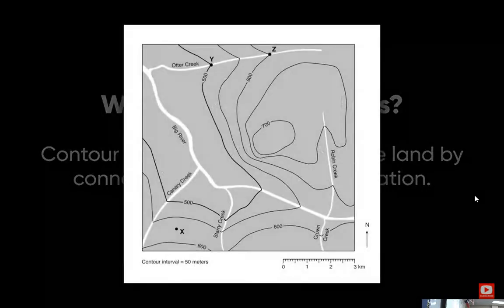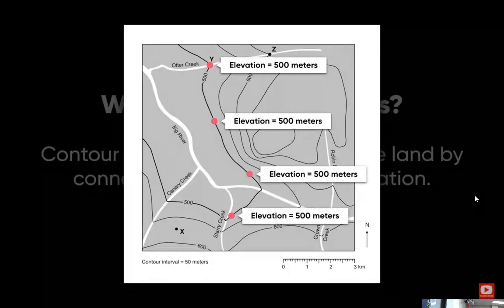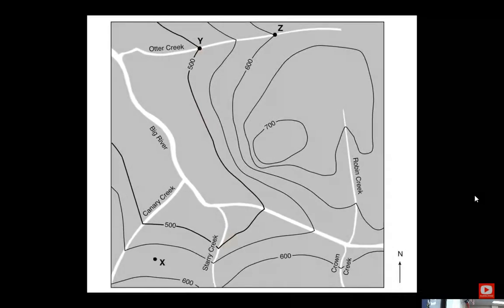Let me give you an example. Here's that map again. So if I look at point Y on the map, I know its elevation is 500 meters, and I know that because point Y is located directly on the 500-meter contour line. And so, by understanding contour lines, I know that any point on that line is going to have that same elevation. Of course, the other lines represent different elevations, and we'll look at that in a moment.